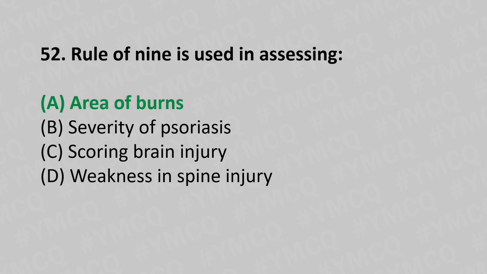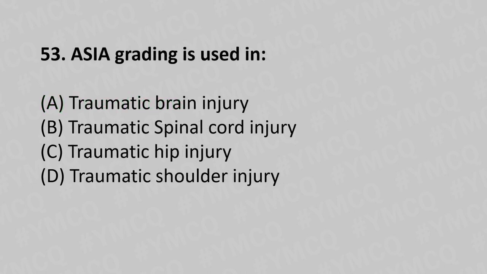Moving to our 53rd question, ASIA grading is used in option A, traumatic brain injury. Option B, traumatic spinal cord injury. Option C, traumatic hip injury. Option D, traumatic shoulder injury. And the answer is option B, traumatic spinal cord injury.